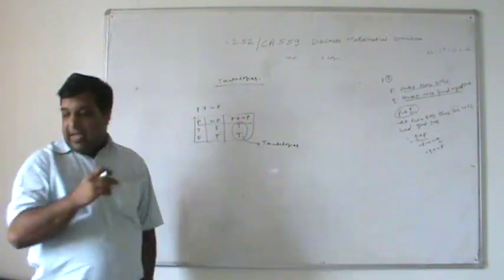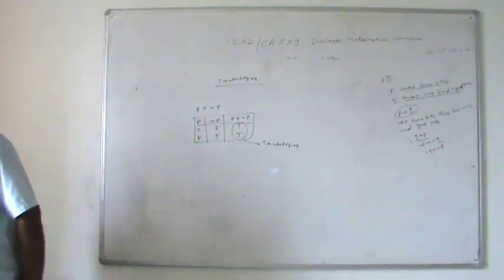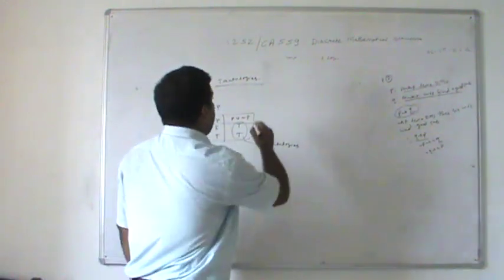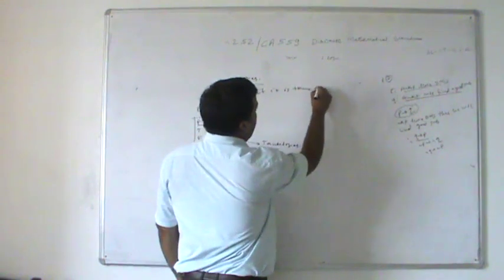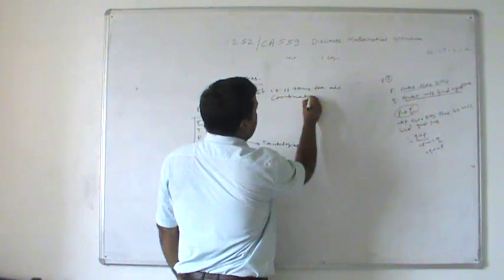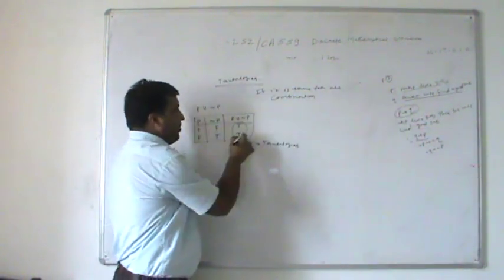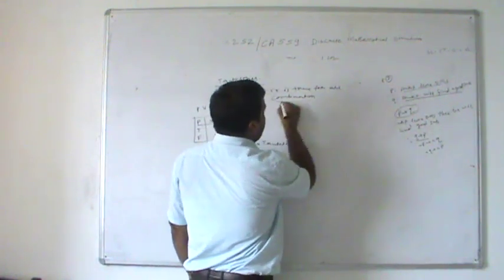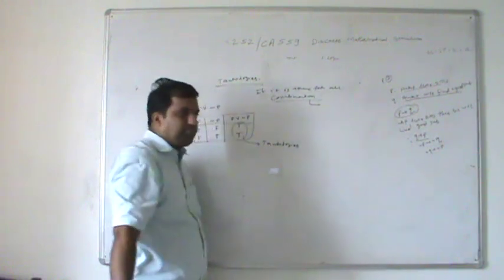So the definition is that a statement is said to be a tautology if it is true for all combinations. That is called a tautology.